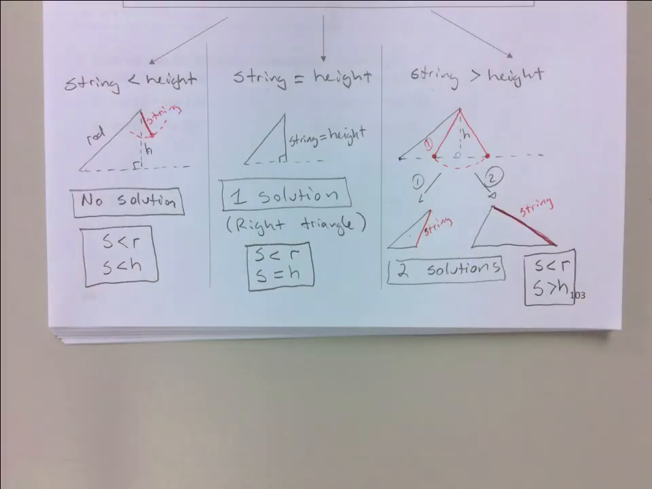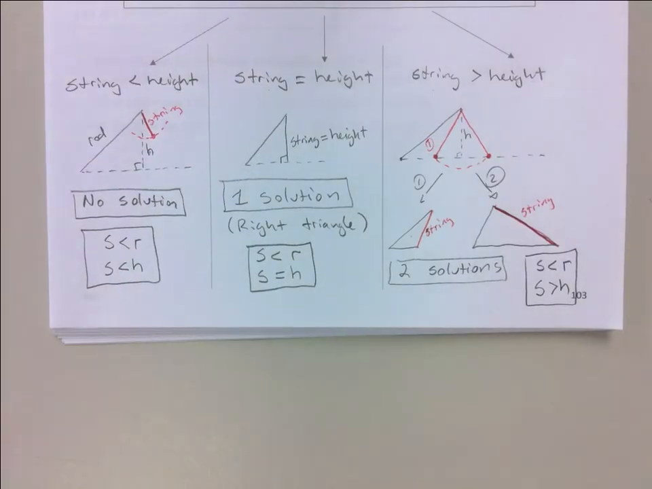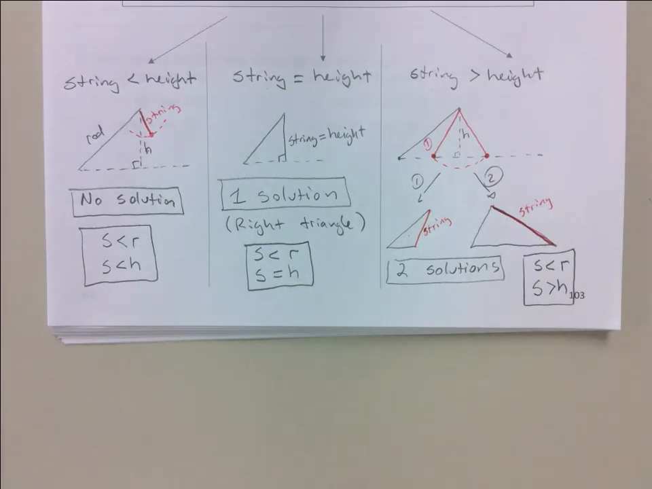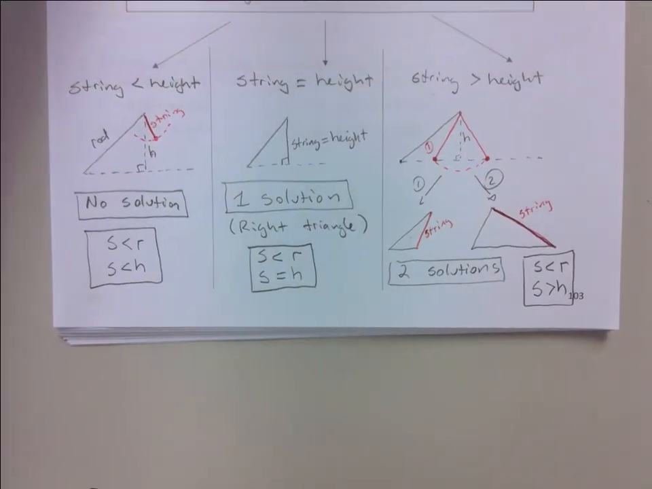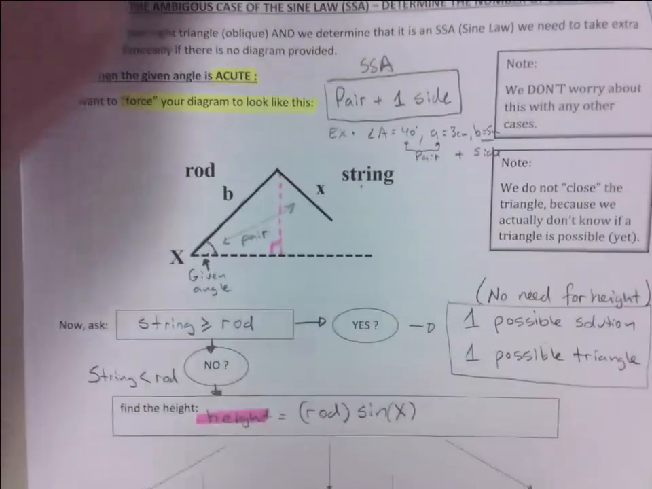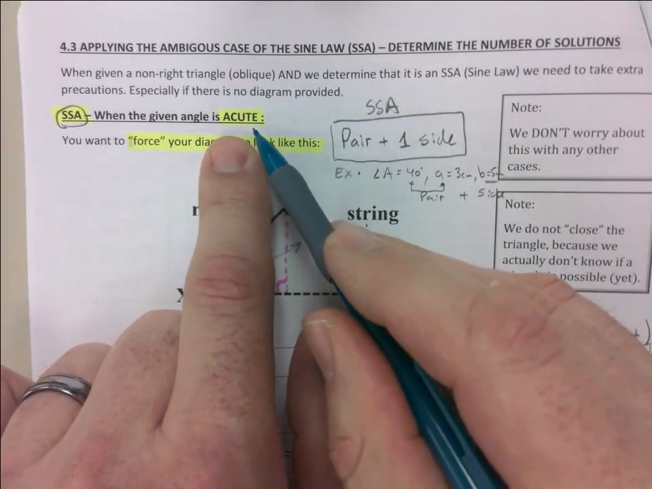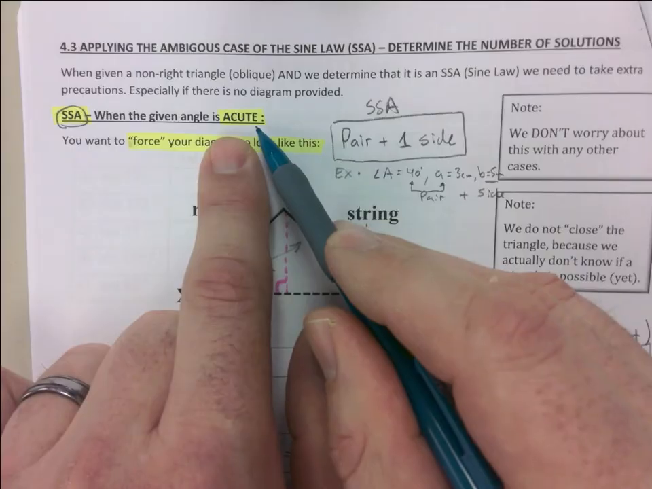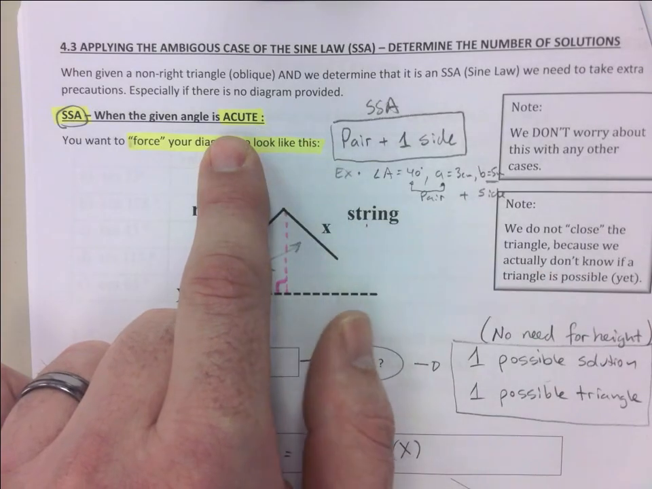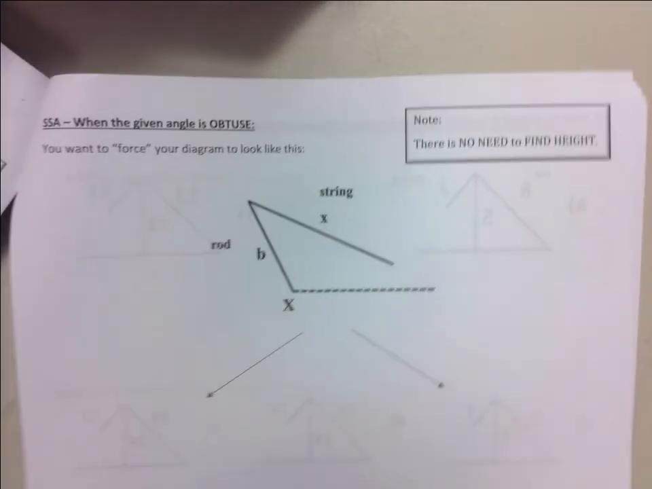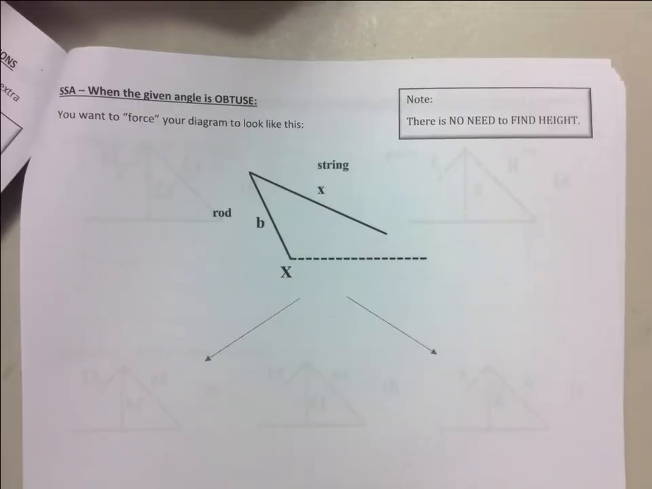Remember, each one of these we've determined that the string is shorter than the rod. Then we had to find the height and analyze a little further. By the way, all of this, we dealt with an acute angle that we were given. Now we need to deal with the obtuse, which is on the other page, on 104. Much easier. Go to 104.